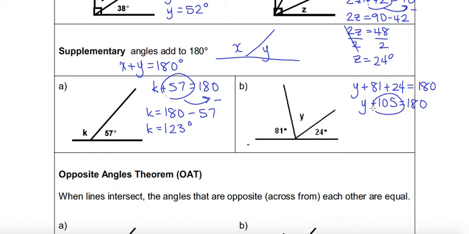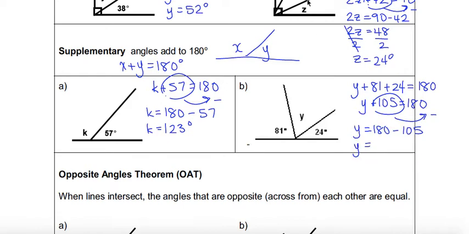And now I want to take my 105 and bring it over to the other side of my equation and subtract it, because I'm adding it on the left-hand side. So I have y is equal to 180 take away 105. And simplifying that gives us 75 degrees.